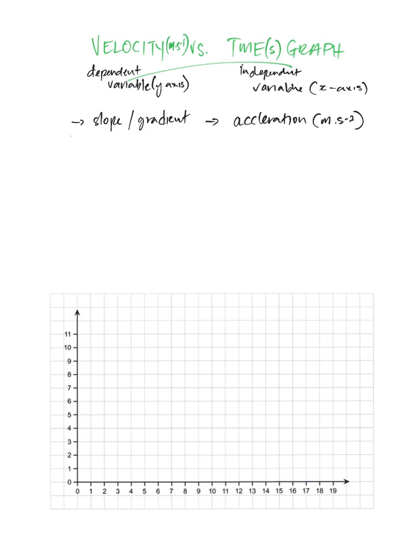Right? When we look at these types of graphs, if I see a straight line, it means I have constant acceleration. That means I'm constantly speeding up. If I have curved lines, I've got non-uniform acceleration, right?